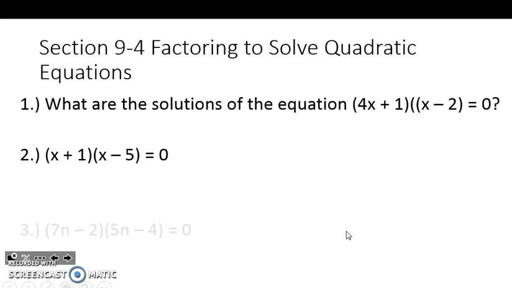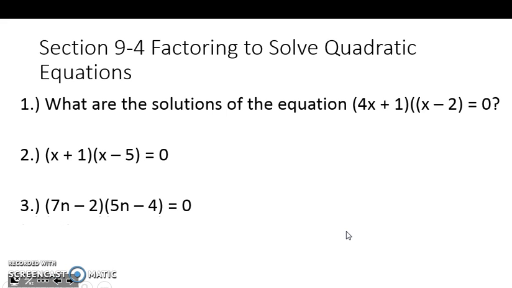All right, one more like that. So go ahead and pause it and try this one on your own. See if you come up with the correct answers.